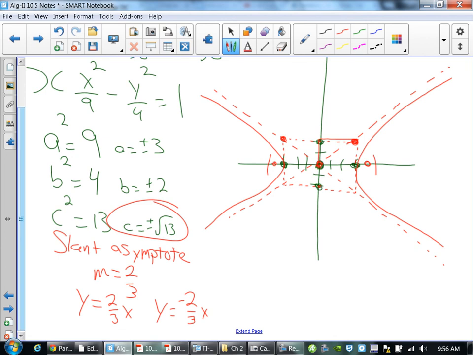The only thing I did not label in here, well, we got to label our parts here. We had vertices at negative 3, 0 and 3, 0. Yeah, I'd like you to label it. The co-vertices were at 0, 2 and 0, negative 2. Foci were at negative root 13, 0 and root 13, 0. And then we wrote the equations of the slant asymptotes. So the hyperbolas have a little bit more going on because I'm going to ask you to write equations of the whole line. That's about it.